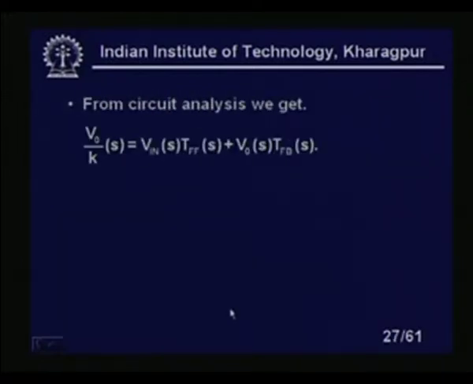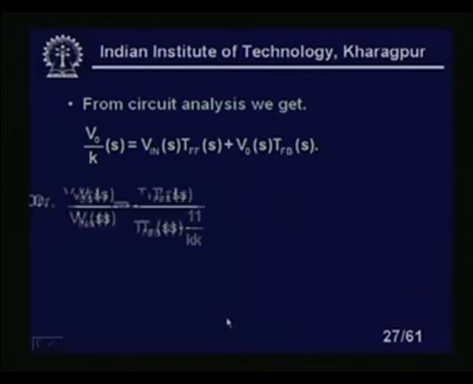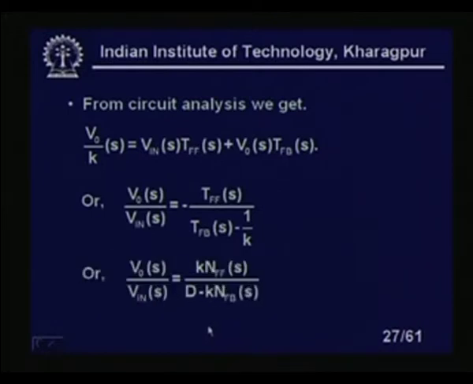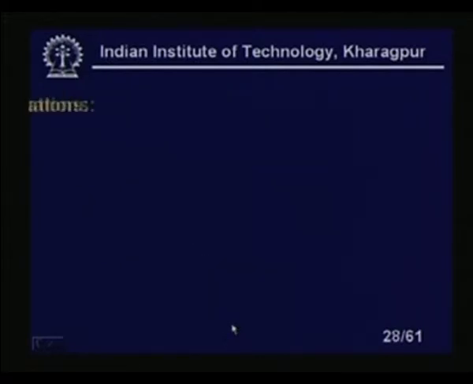So, from circuit analysis we get that V0(s) by k equal to V_in(s) into T_FF(s) plus V0(s) into T_FB(s), or V0(s) upon V_in(s) equal to minus T_FF(s) upon T_FB(s) minus 1 by k, or V0(s) upon V_in(s) equal to minus k N_FF(s) upon D(s) minus k N_FB(s), as before.